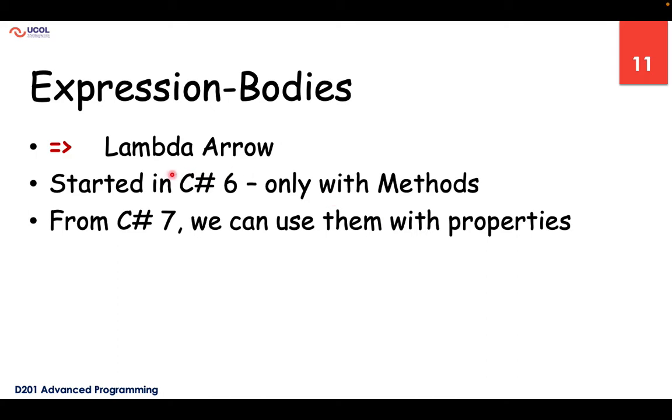Expression bodies. We also have the lambda arrow, which started in C# 6 only with methods, and from C# 7 we can use them with properties as well. These lambda expressions, introduced from C# version 6 onward, are just a new expression that helps us shorten or make the code precise. But when we shorten the code, it can also become a little cumbersome and not simple to understand quickly.